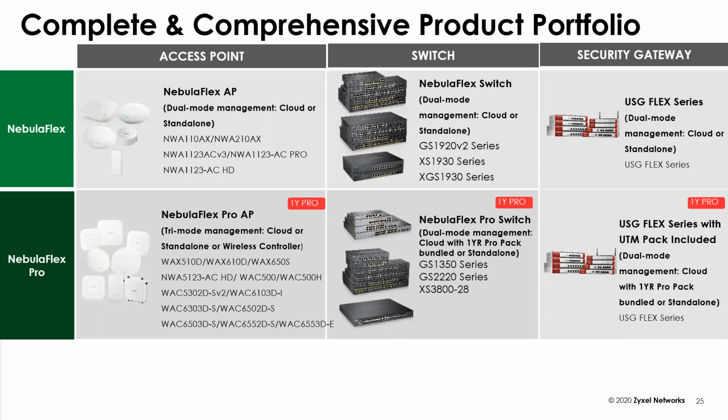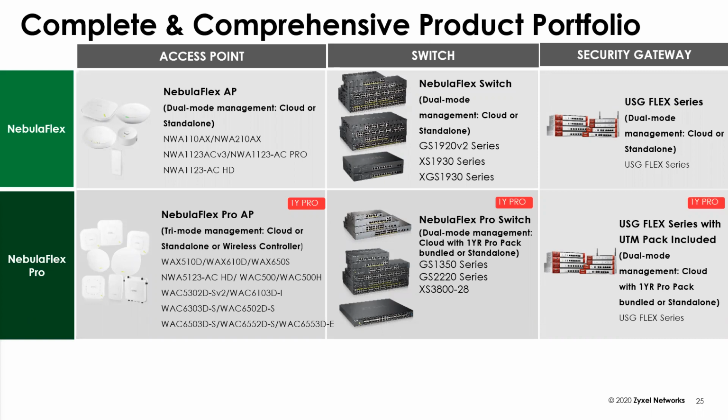For Nebula Flex Pro, it is all of our access points that are at least 3 digits that start with 5 and 6. So WAC 510D, WAC 6303D-S, etc. Those all are tri-mode. So those will be cloud managed, and they include that 1 year Pro Pack license, standalone or wireless LAN controller managed. On the switch side of things, it is the GS1350 series, the GS2220 series, and the XS3800s.